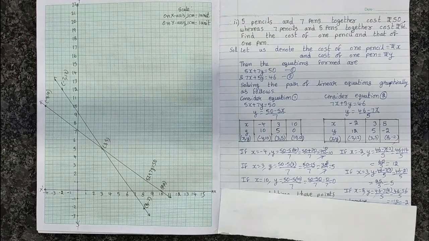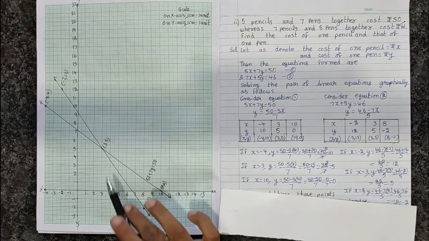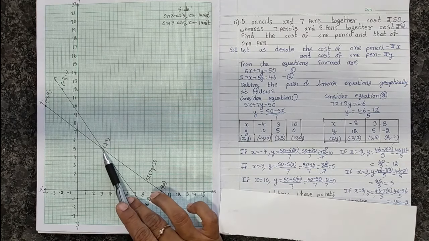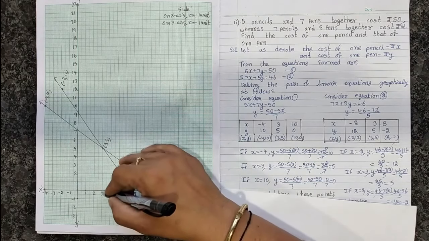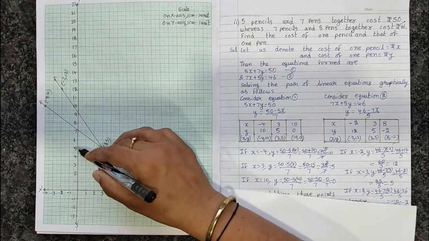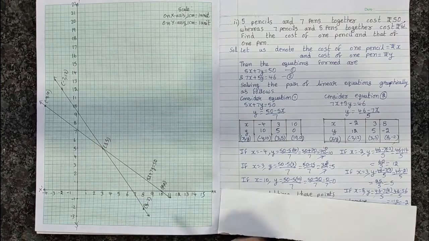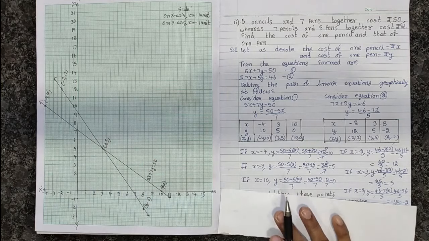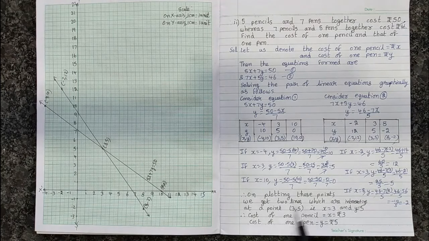So now what can you interpret from your result, children? Therefore the pair of linear equations are intersecting at the point (3, 5), where on the x-axis it is 3, and on the y-axis 5. That means x is equal to 3 and y is equal to 5. Look here, children. On plotting these points, we get two lines which are intersecting at the point (3, 5). That is x equal to 3 and y is equal to 5. Don't end your problem.